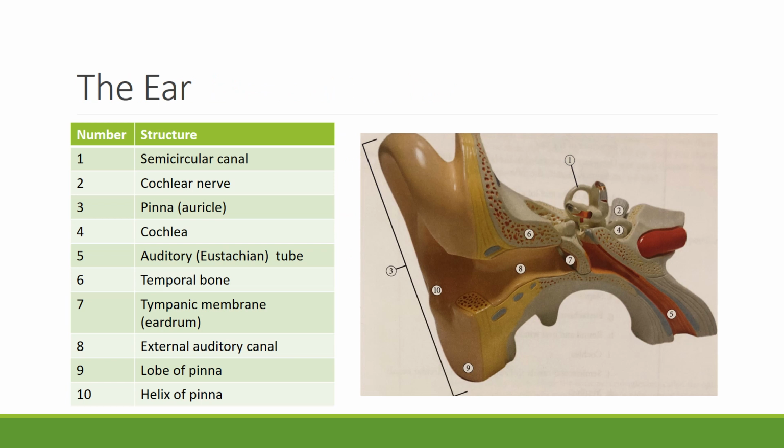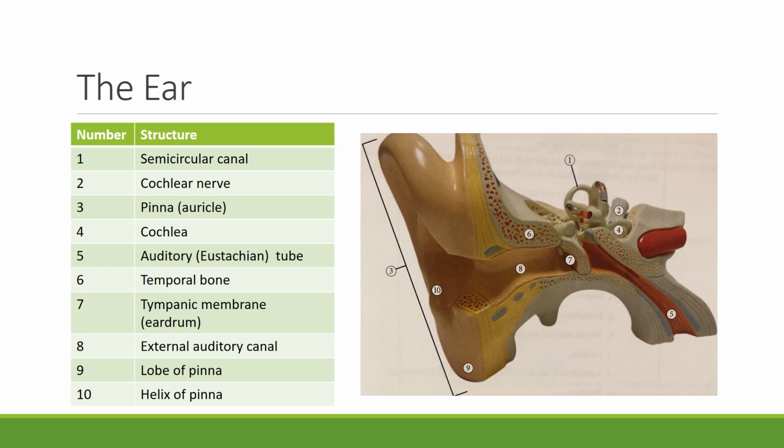This is the first model of the ear you'll see. It's important that you know these parts. Number 1 is the semicircular canal. Number 2 is the cochlear nerve. Number 3 is the pinna or auricle. Number 4 is the cochlea. Number 5 is the auditory or eustachian tube. Number 6 is the temporal bone.